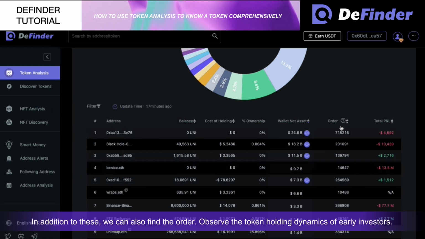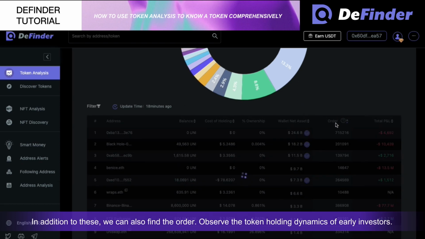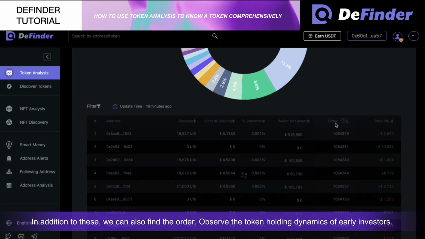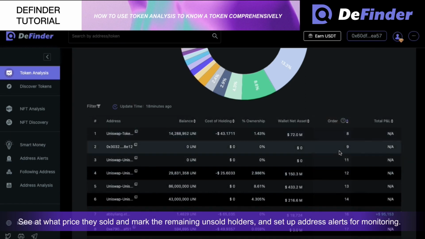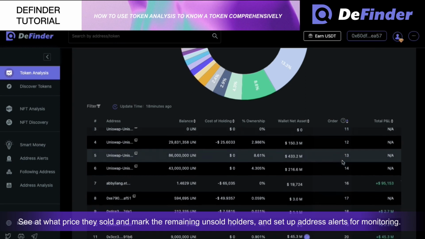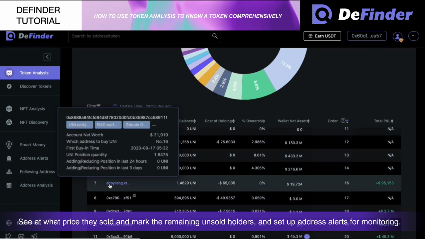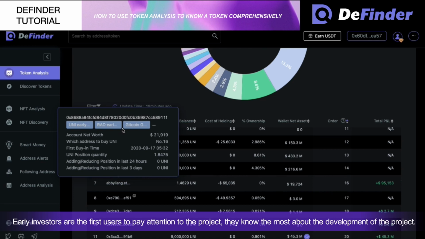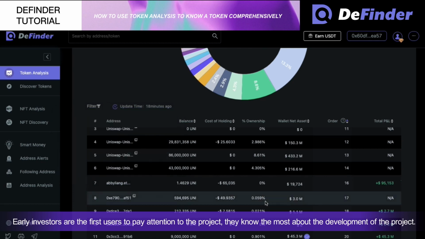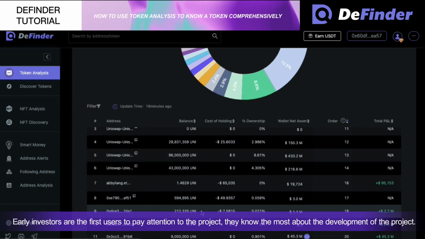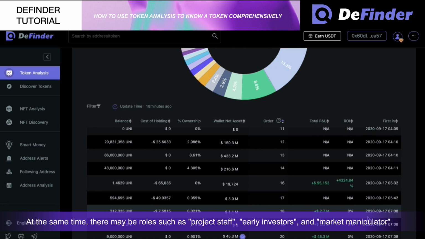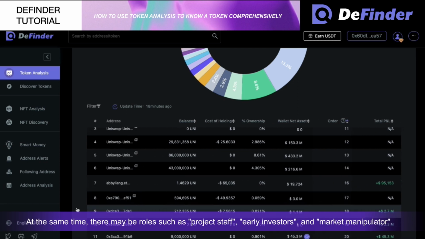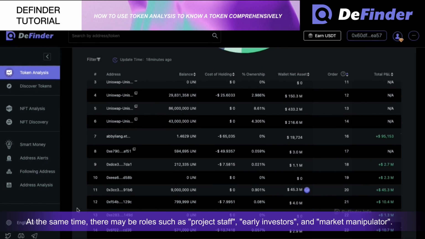In addition to this, we can also find the order, observe the token holdings dynamics of early investors, see at what price they sold and mark the remaining unsold holders, and set up address alert for monitoring. Early investors are the first users to pay attention to the project. They know the most about the development of project. At the same time, there may be roles such as project staff, early investors, and manipulator.